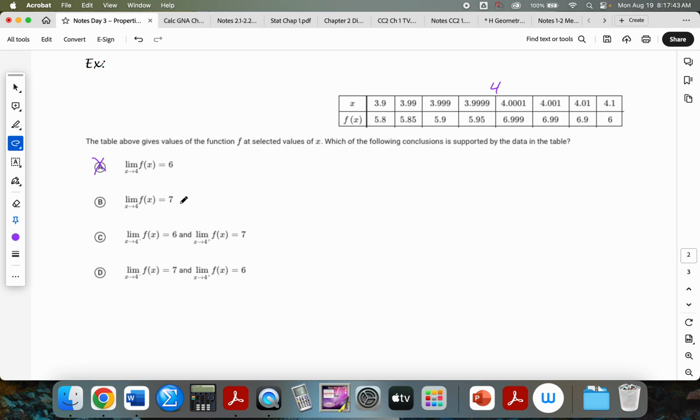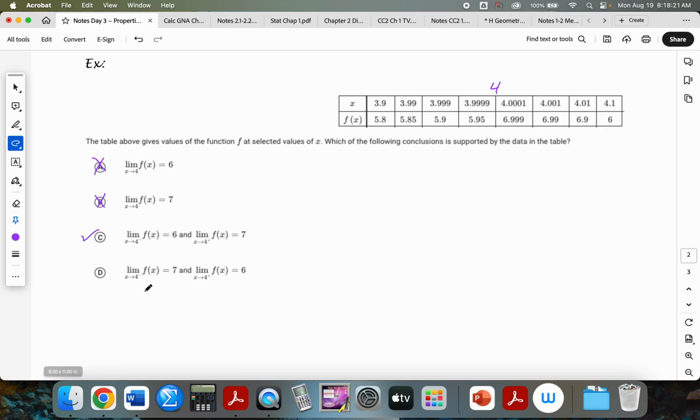And then they're like, oh, so maybe it approaches 7. And you're like, well, only from the right. The limit as x approaches 4 from the left of f of x is 6, and the limit as x approaches 4 from the right of f of x is 7. Now, notice the way that they worded the question. They didn't say which of the following is true. They said which of the following is supported by the table. Do we know for sure either of these limits by looking at the table? No. It's possible, but we don't know for sure.